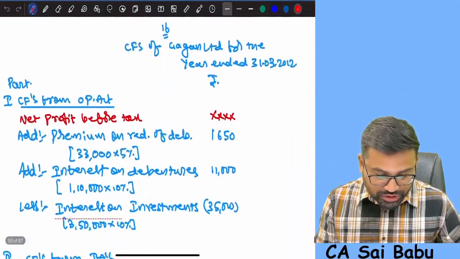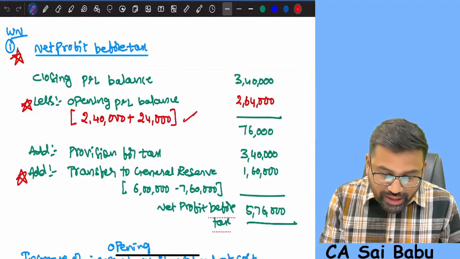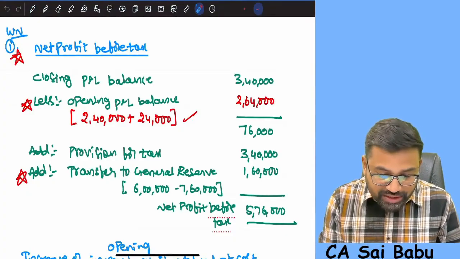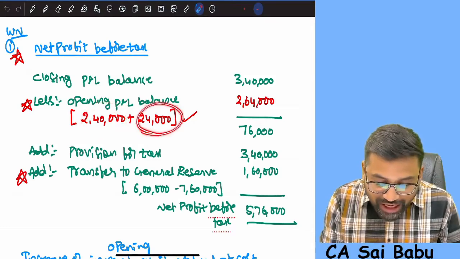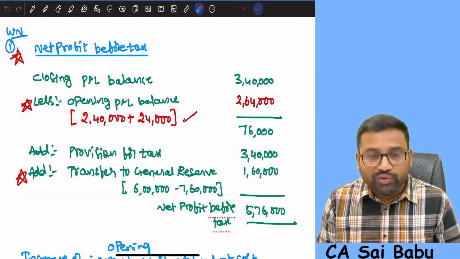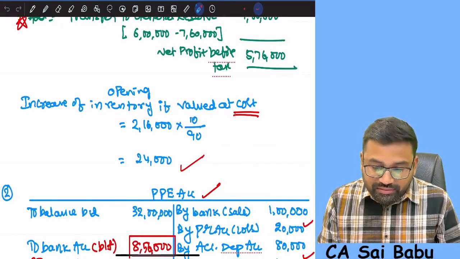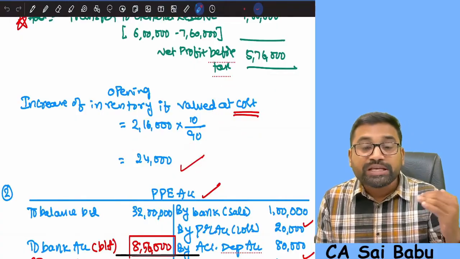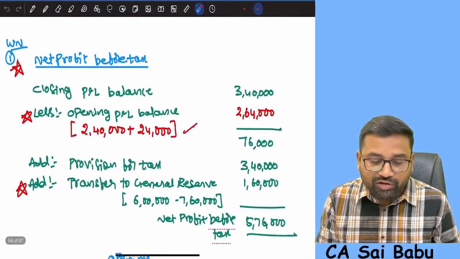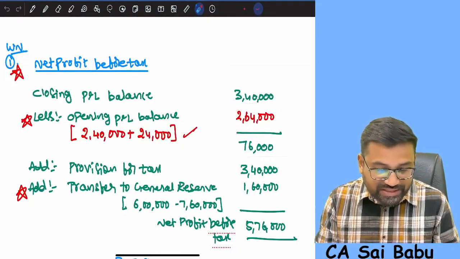Yeah, in this question, sir, you see. When you are ascertaining the net profit before tax, to this opening balance, this original P&L balance 2,40,000, we add 24,000. Why do we add 24,000? See, this is the increase in the opening inventory. If I make the valuation at cost, 24,000, then if my opening stock increases, my opening P&L account balance will also increase by 24,000. So therefore it will be 2,64,000. This is the first adjustment.